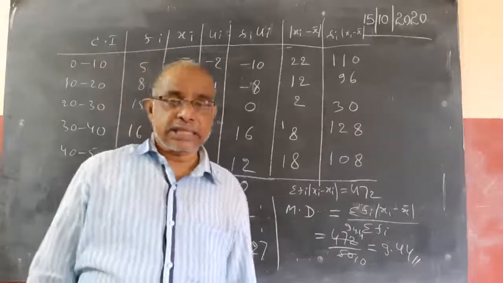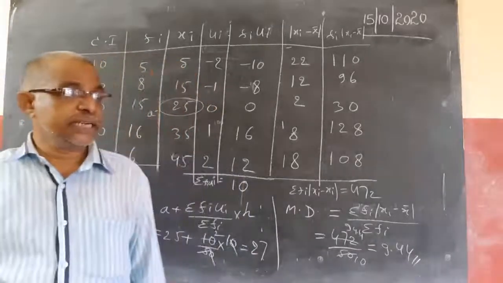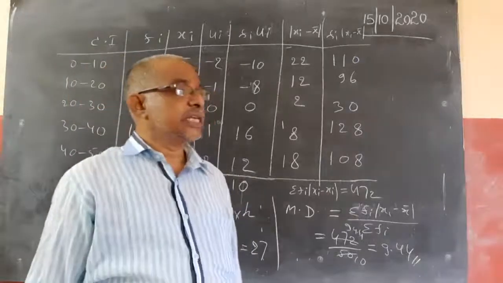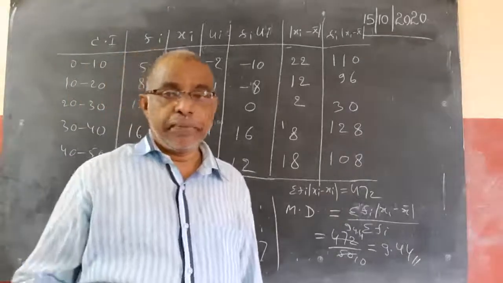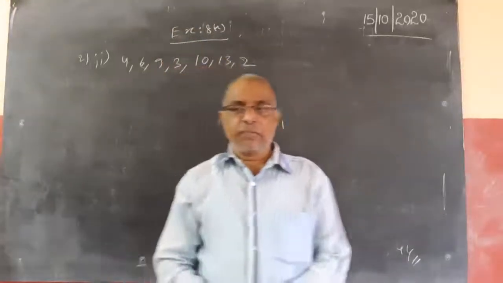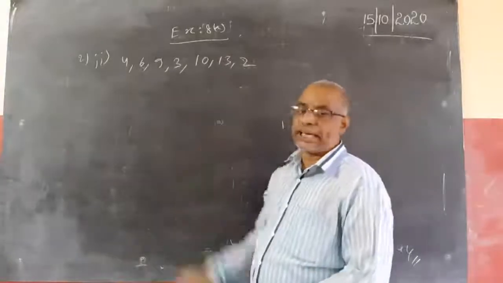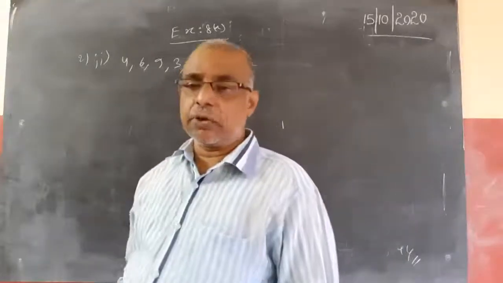Next we will discuss mean deviation about median. We finished with mean deviation about mean. Now calculate the mean deviation about the median for the following ungrouped data. How to find the mean deviation about the median?